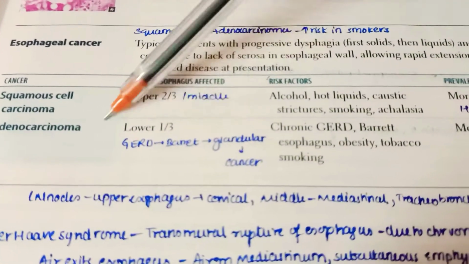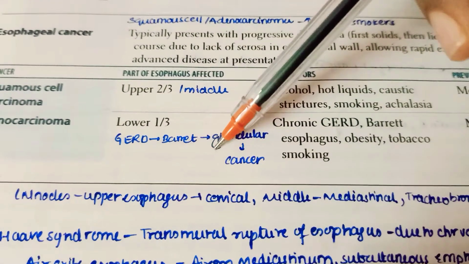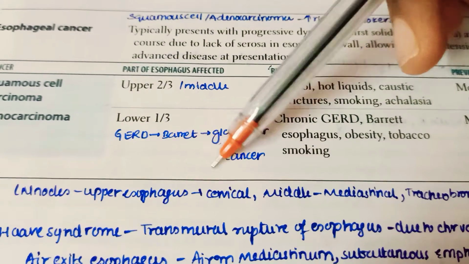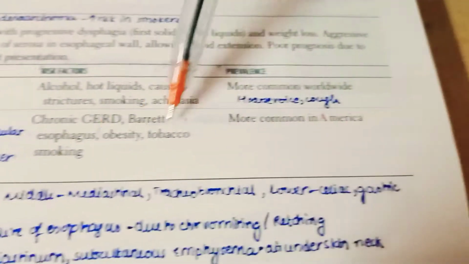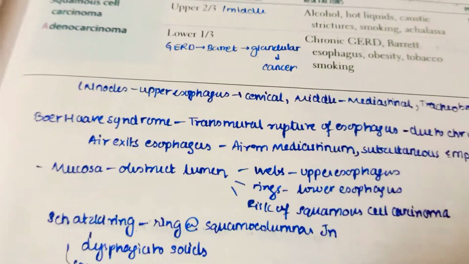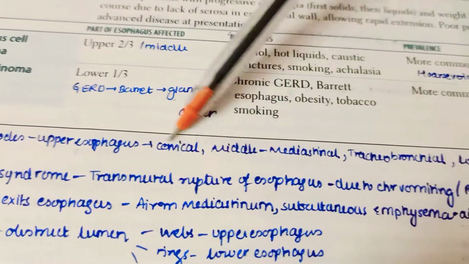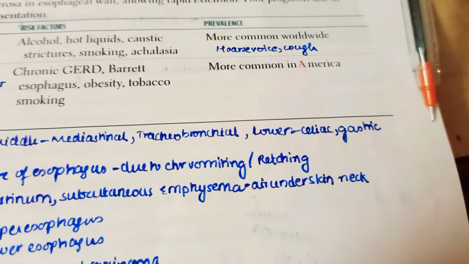Whereas adenocarcinoma affects the lower one-third, where there is GERD. This causes Barrett esophagus. Because of that, glandular layers are formed, and that leads to cancer. Risk factors are chronic GERD, Barrett esophagus, obesity, tobacco, and smoking. It is more common in America, so in America adenocarcinoma is most common. Lymph nodes: upper esophagus, cervical; middle esophagus, mediastinal and tracheobronchial; lower esophagus, celiac and gastric.